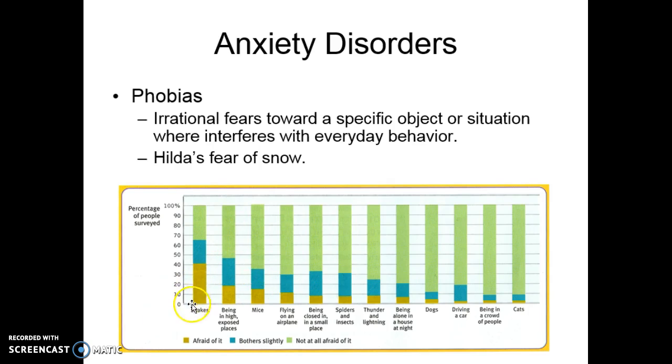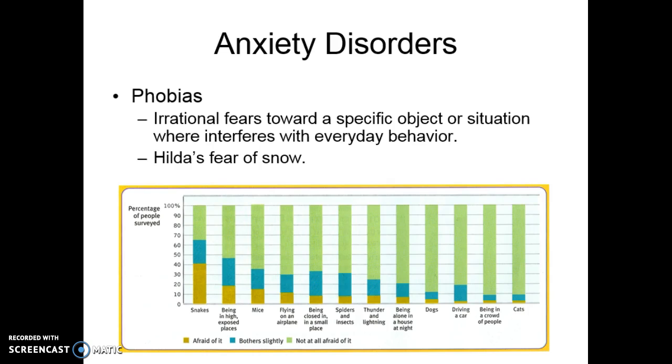If you look at the chart right down here, you can see we have snakes, being in high exposed places, mice, flying on an airplane, spiders, dogs, cats, driving in a car. All of these are fears. They're considered irrational fears to the level that people have them, and it's triggered by this specific object or situation. Versus if we go back to GAD, generalized anxiety disorder is general anxiety, but phobia is a fear towards something very specific. So make sure to know the difference between those 2.